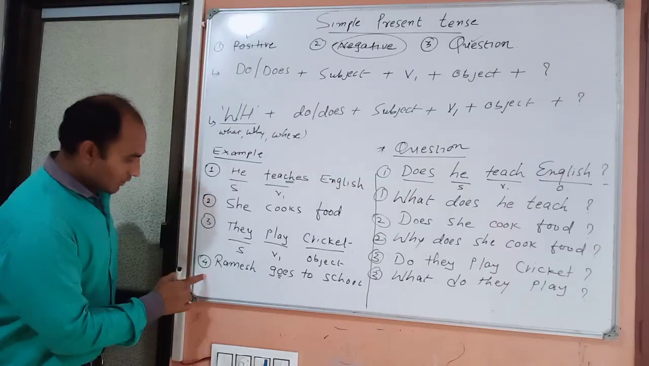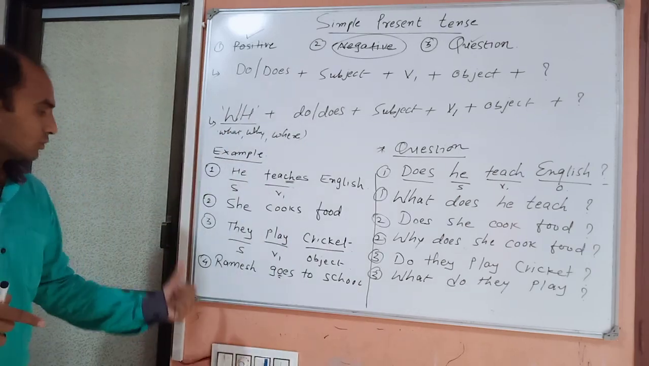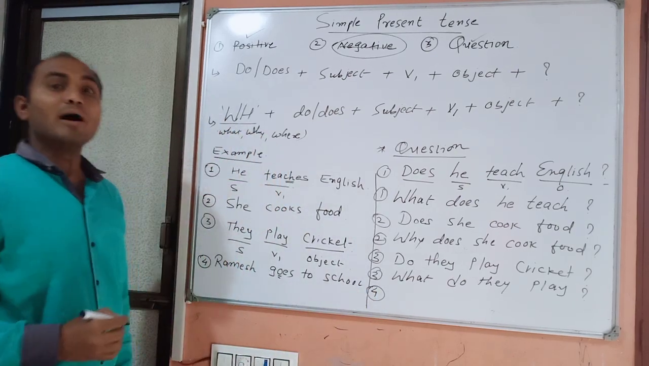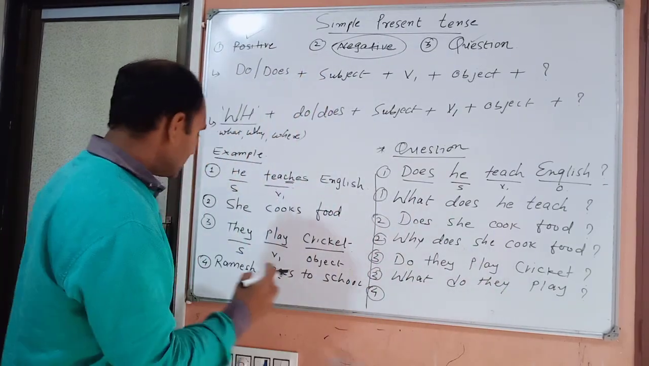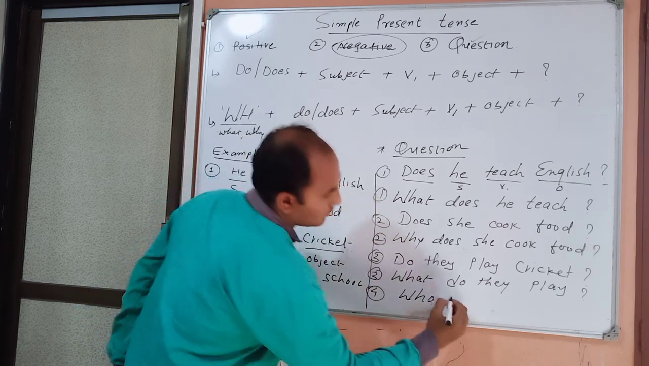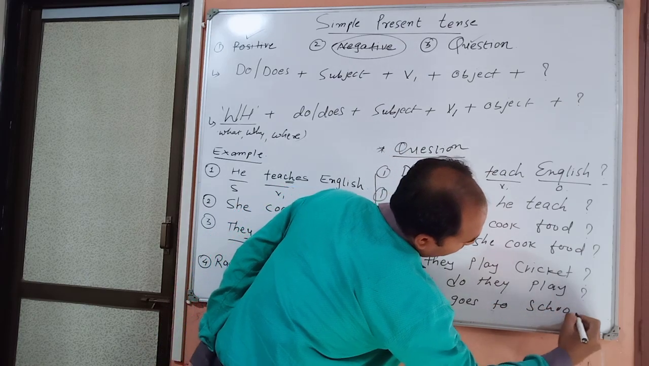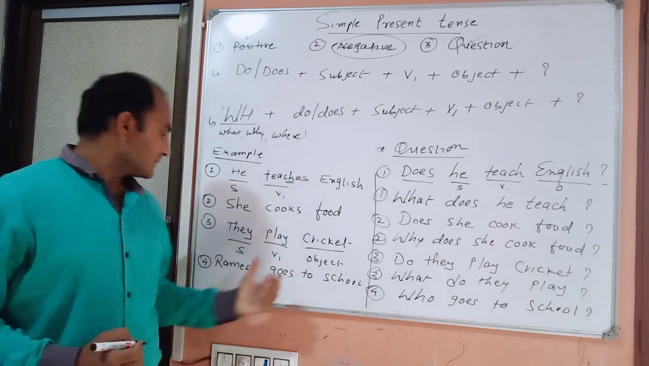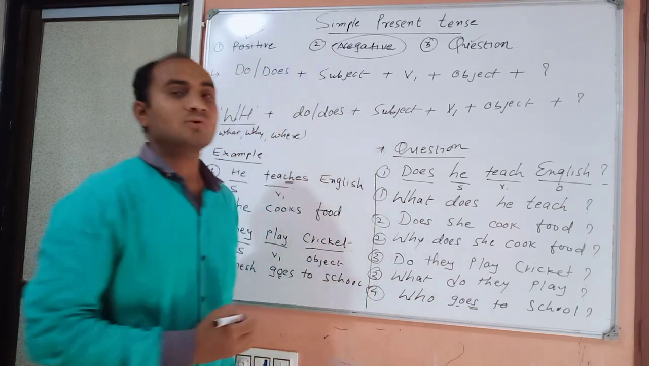Now, according to the 4, Ramesh goes to school. Suppose we have to ask about WHO. So who? It is a different structure. That means who goes to school? That means we will get the answer: Ramesh goes to school. Here compulsory we have to put S or ES.